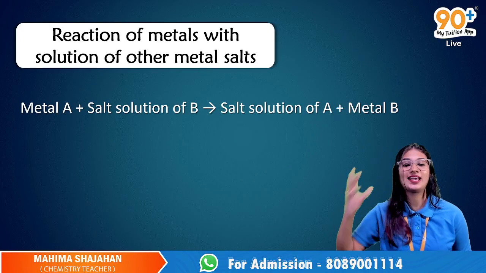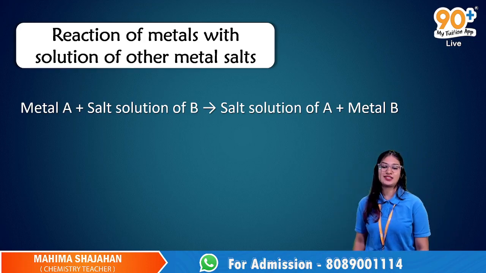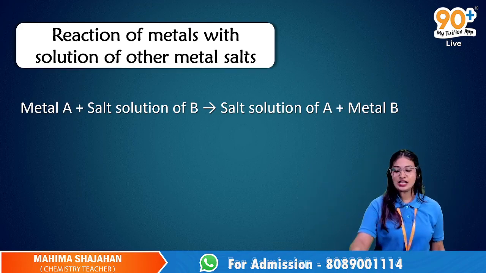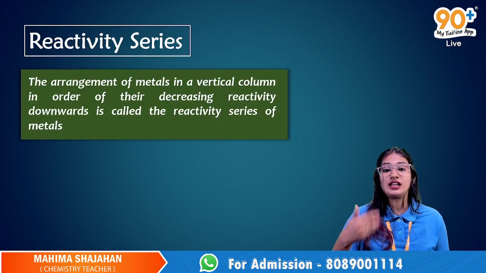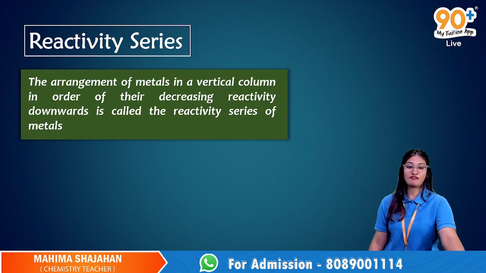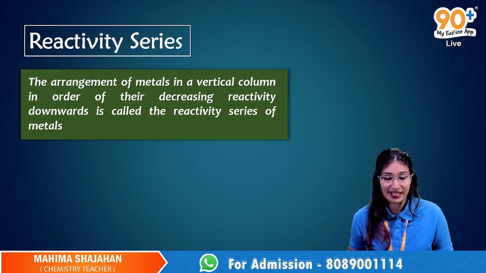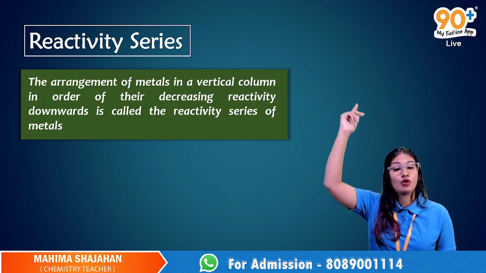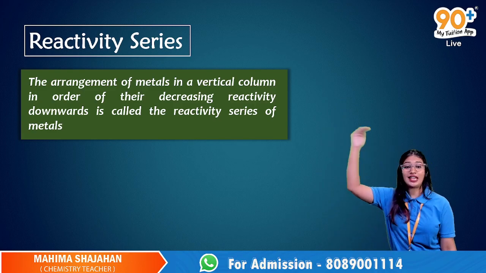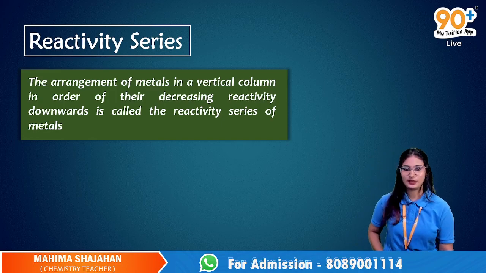That is the displacement reaction. In the displacement reaction, a highly reactive metal displaces, substitutes, a less reactive metal. For this reaction, you have to study the reactivity series. You are already thorough with the reactivity series, I know that. The reactivity series is the arrangement of metals in a vertical column in the order of their decreasing reactivity. That is, when we go from top to bottom, the reactivity will decrease. That means the top is highly reactive and the ones at the bottom will be what? The least reactive.